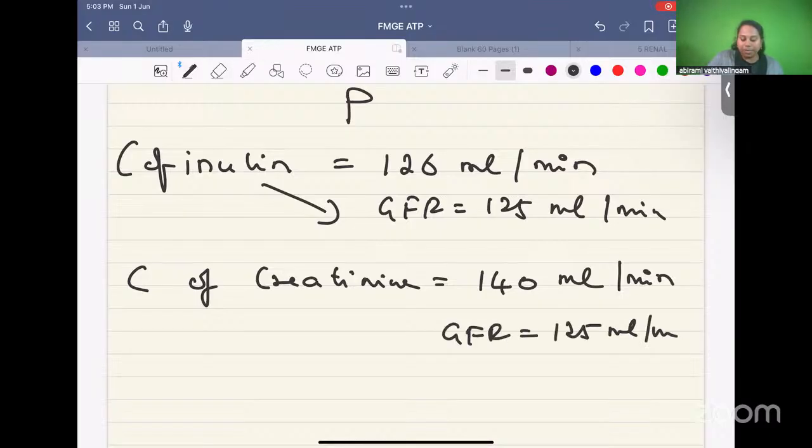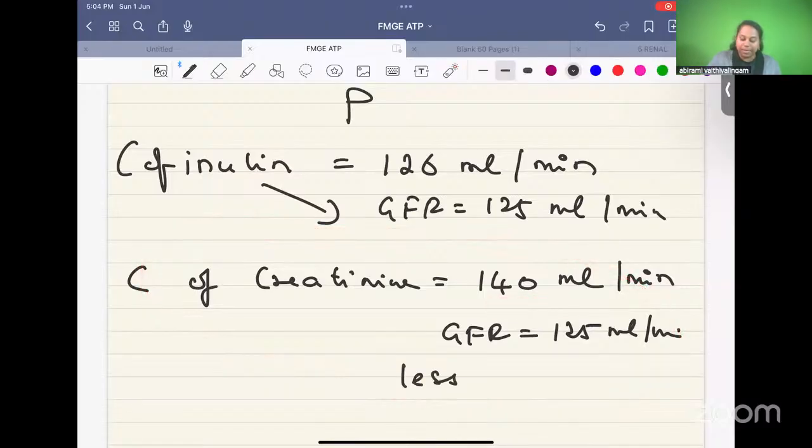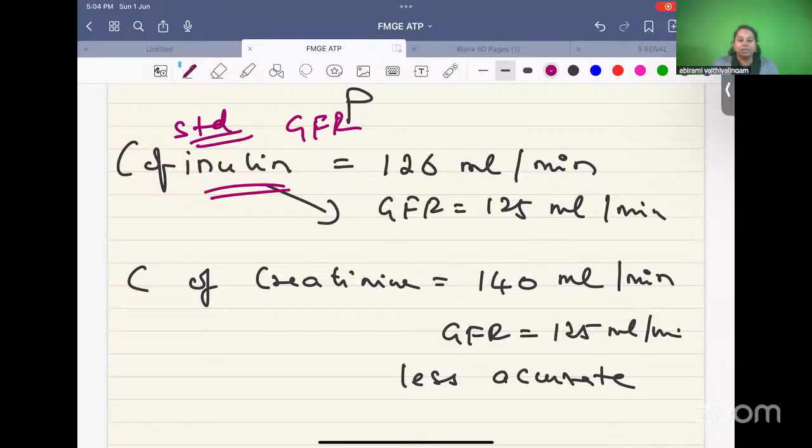125 ml per minute. When I measure the creatinine clearance, it is not exactly giving me the GFR. It is overestimating the GFR. So this is a less accurate method, but more preferred in clinical practice because you can avoid all these allergic reactions. So to summarize, the gold standard for measuring GFR is inulin only. But the more preferred technique in clinical practice is creatinine. If they ask you measurement of GFR, it is inulin only.